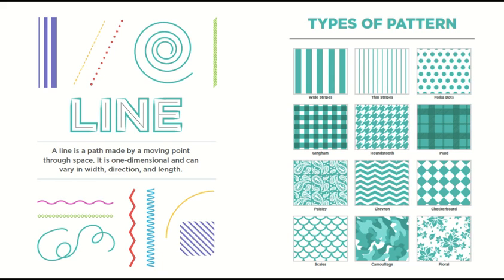Therefore, if you take a look at the pictures and the images around the word line, you'll see that lines are not always straight. They can be straight, they can be zigzagged, they can be wavy, swirly, they can even turn into different shapes and be dotted. So lines are not always straight.